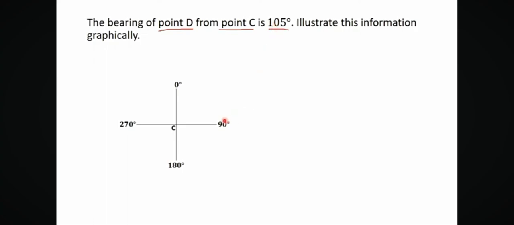So you ask yourself, what should you add to 90 degrees in order to get 105 degrees? And you are going to get that by subtracting 90 degrees from 105 degrees. That will be 15 degrees. So it means that you measure 15 degrees from 90 degrees, then you draw the line.